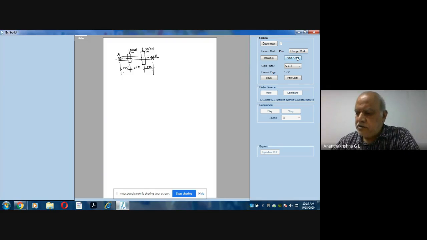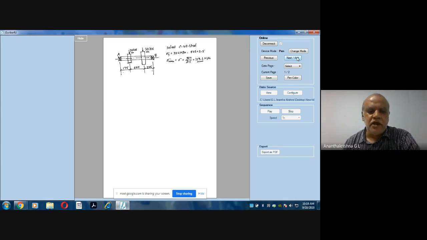We need to assume a suitable material, so we select C40 steel, for which sigma y is equal to 324 megapascal, and the factor of safety given in the problem is 2.5. So sigma max or sigma bending in this case is equal to 324 divided by 2.5, that is equal to 129.6 megapascal. So this part is done.